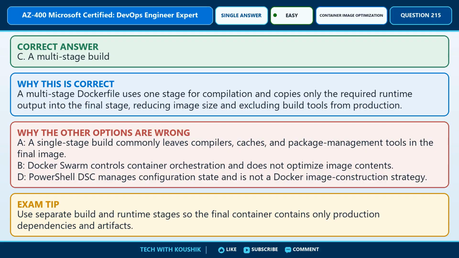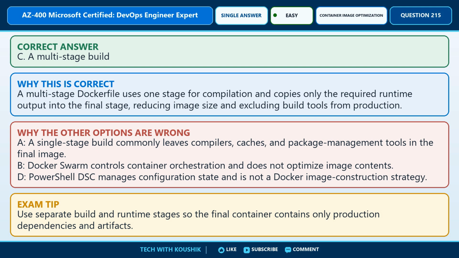The correct answer is option C, a multi-stage build. Here's why. A multi-stage Dockerfile uses one stage for compilation and copies only the required runtime output into the final stage, reducing image size and excluding build tools from production.